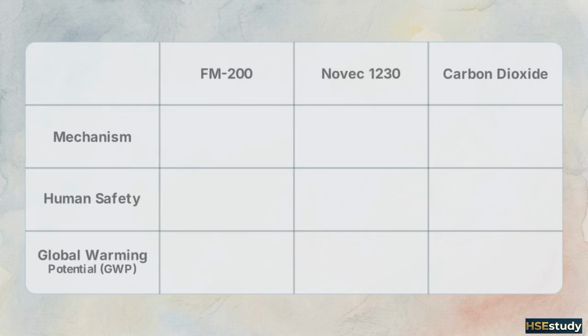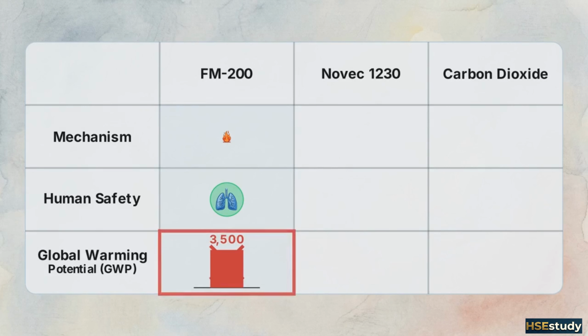Engineers evaluate these based on three metrics: their chemical suppression mechanism, human safety limits, and global warming potential. FM200 is a hydrofluorocarbon that extinguishes fire by extracting heat and interrupting the chemical chain reaction. However, its global warming potential of 3,500 has triggered a mandated industry phase-down.